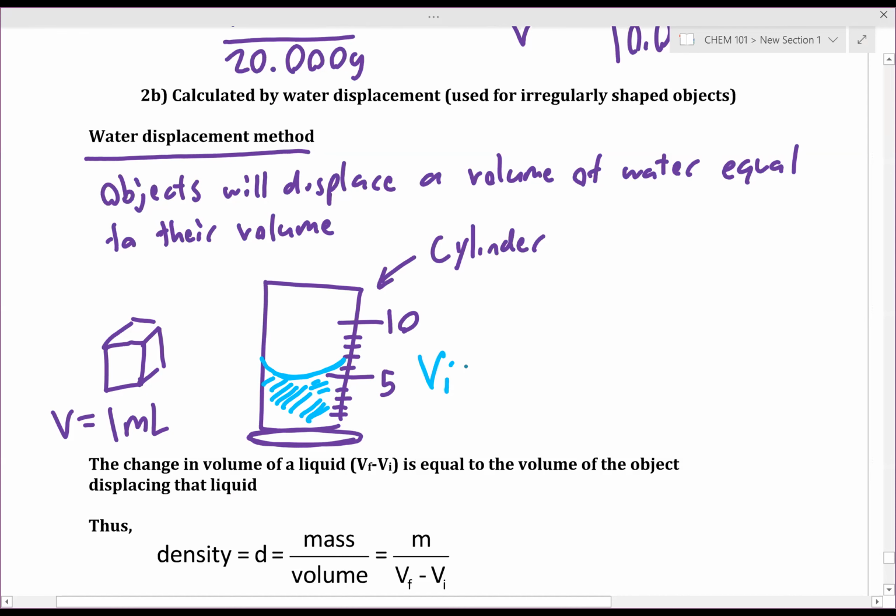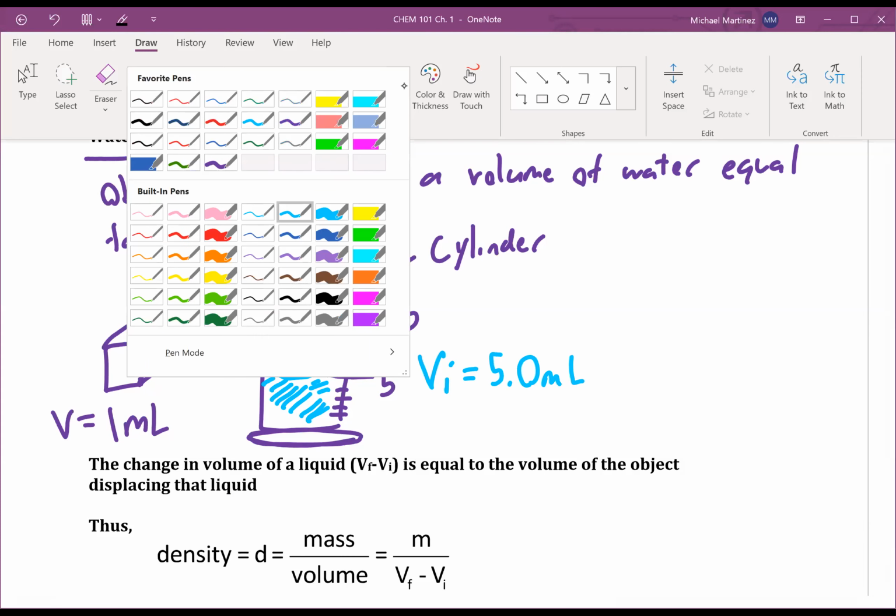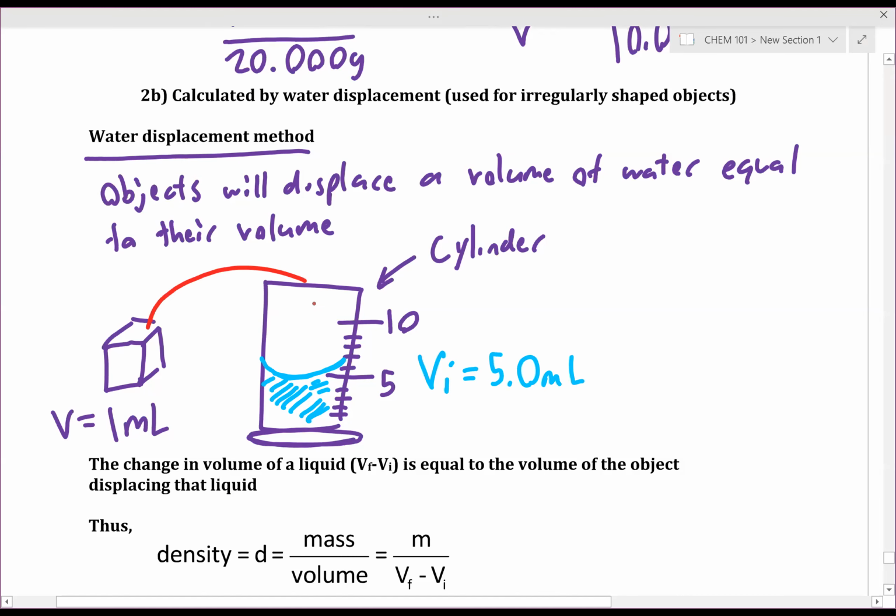So our V initial is 5.0 milliliters. And yes, this is to the right number of sig figs. What would we expect to happen as we drop our metal block into this graduated cylinder? Would we expect our water level to rise or fall? To rise. And by what volume will our water level rise? 1 milliliter. This cube is going to push water out of its space, and the water level will go up 1 mil.